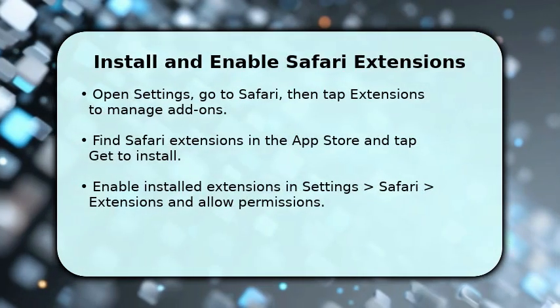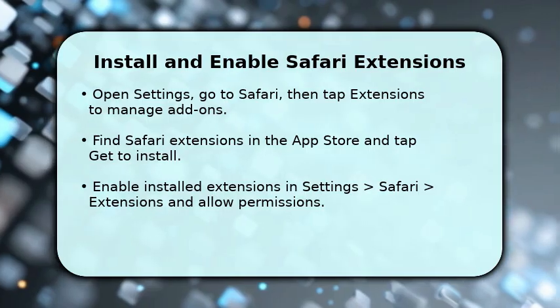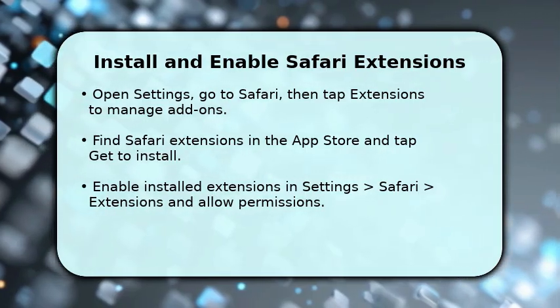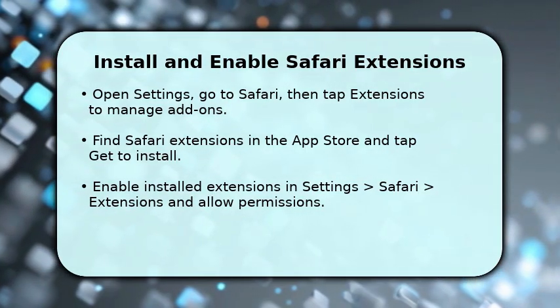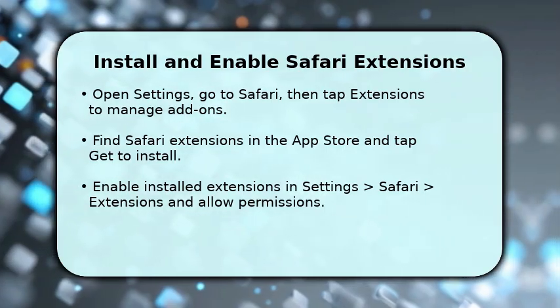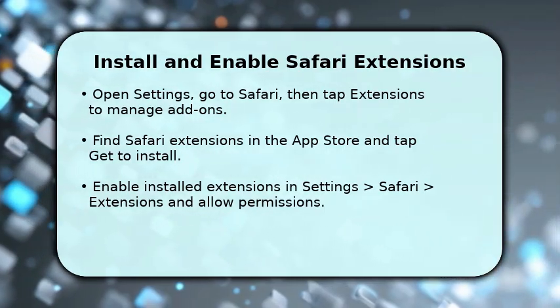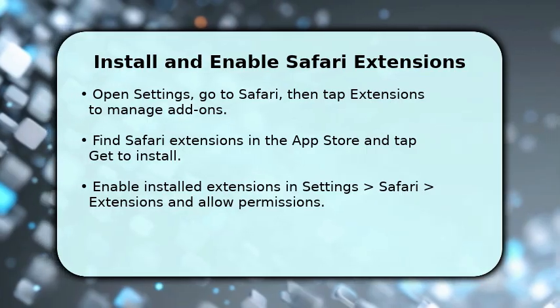Open Settings on your iPhone and scroll down to Safari to manage extensions. Tap Extensions inside Safari, then choose More Extensions to open the App Store. Search for the extension name or functionality and tap Get to install it.